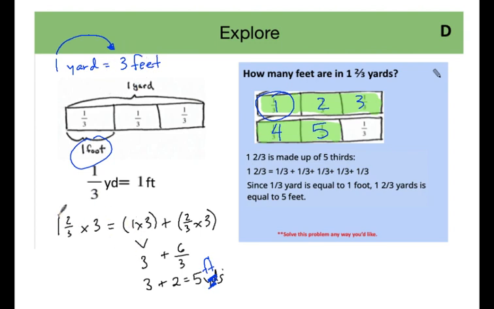So I could do the distributive property here, right? 1 times 3, 2/3 times 3, and I'll end up getting my 5 feet for my answer.